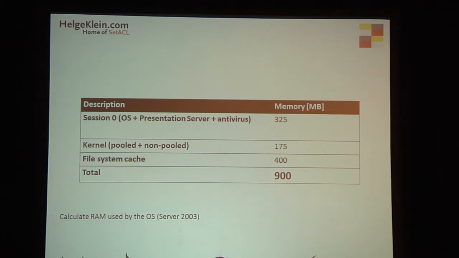I tried to calculate how much memory that would be. We have the kernel with paged and non-paged pool memory. Mainly, we have session 0, which holds all the services, not the device drivers, those are in the kernel. And then we have the file system cache. Never forget the file system cache, please. And then we get a number of roughly 900 megabytes, which the OS just needs to run.